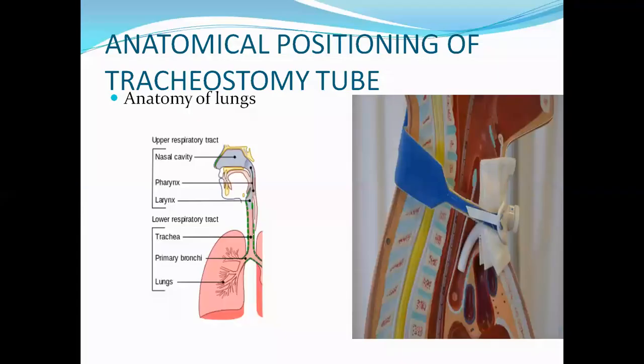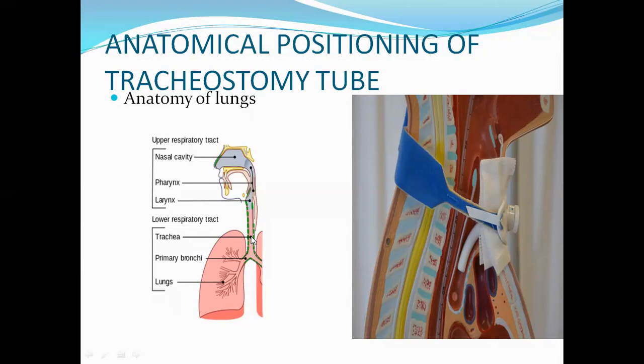Then the anatomical position of the tracheostomy tube. Here you will see the tracheostomy tube and where its anatomical position is. In this you will see the upper respiratory tract. What comes under the upper respiratory tract? The nasal cavity, then the pharynx, then the larynx. After that, the lower respiratory tract. Here you will see the trachea. The surgeon opens the trachea, and we have to introduce the tracheostomy tube.